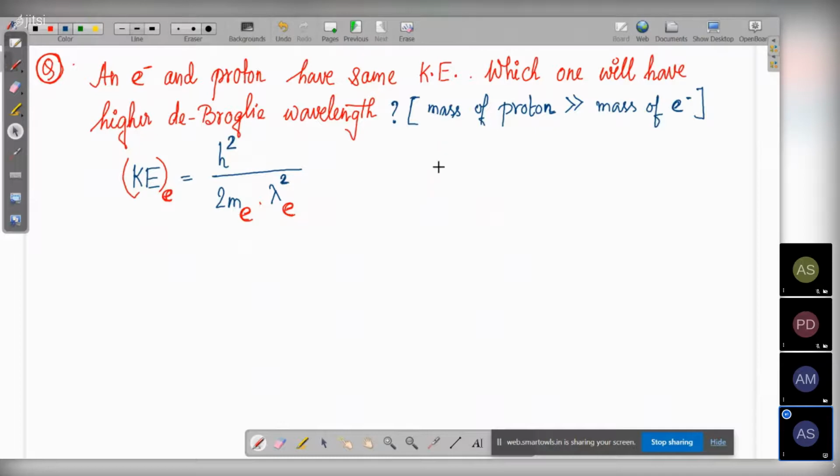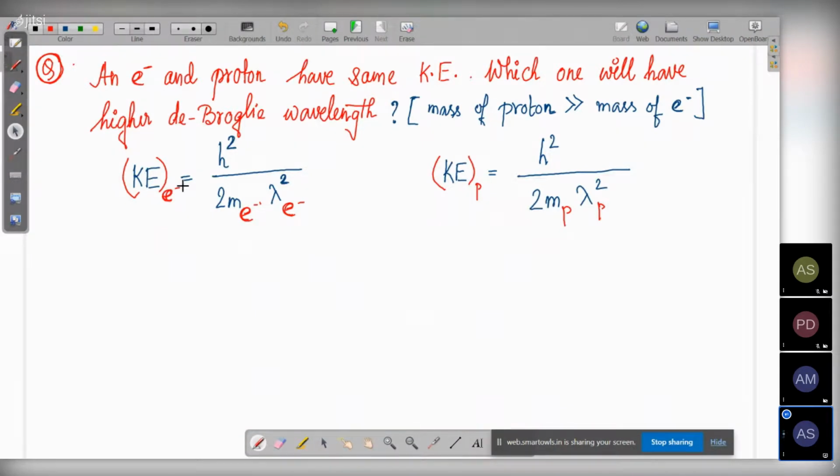And similarly, kinetic energy is equal to h square divided by 2 m lambda square. So this is for proton. So let's mark it: the mass of proton, the wavelength of the proton. We have just marked them. Mark the electrons and protons so as not to confuse.